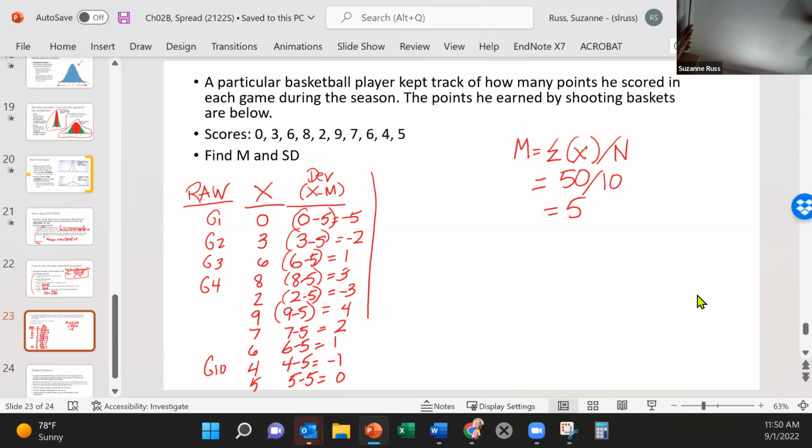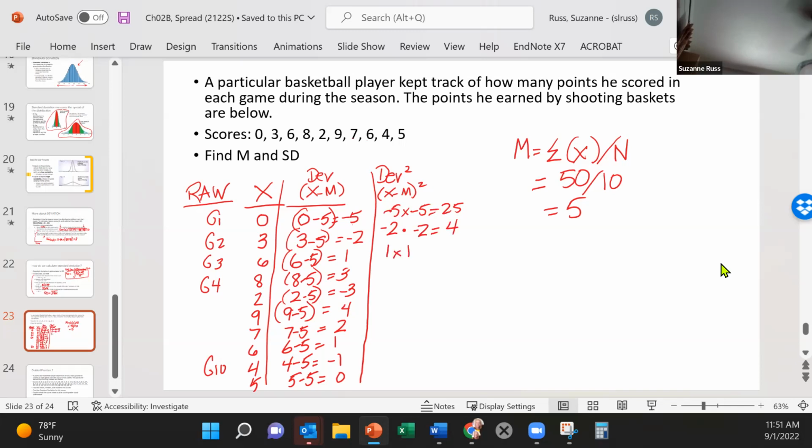Next, we need to figure out for each score the deviation squared, or X minus M squared. We've already figured out X minus M, so all we have to do is square it. So negative 5 times negative 5 equals 25. Negative 2 times negative 2 equals 4.